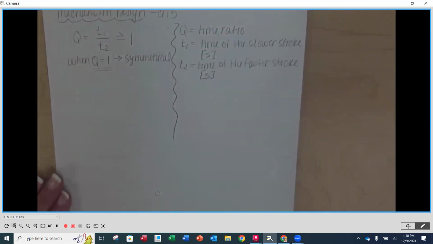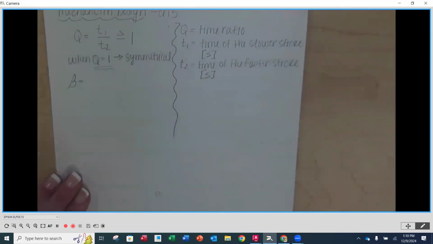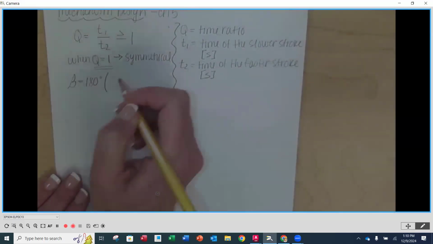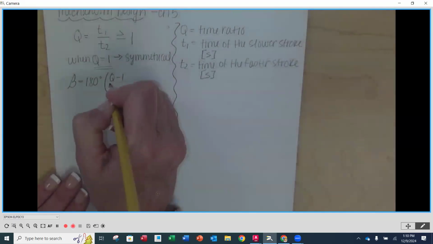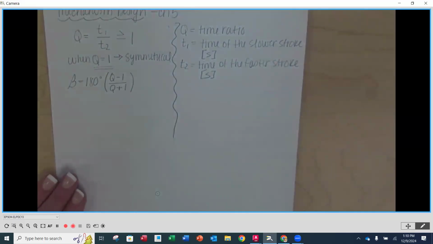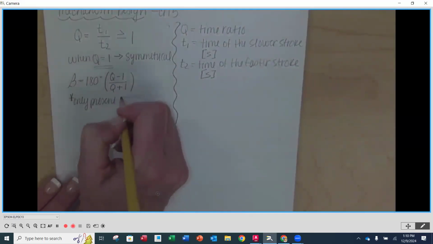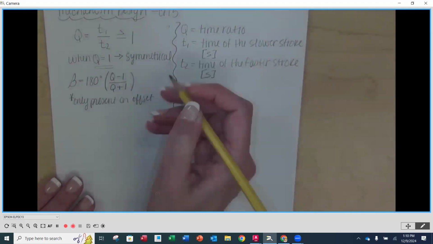All right. The next thing we're going to look at is the imbalance angle. The imbalance angle beta is going to be equal to 180 degrees times Q minus 1 divided by Q plus 1 on the bottom. And this is the equation at the bottom of that column. It's equation 5.2. Actually, 5.3 is this one. Now, this is only present on offset mechanisms.